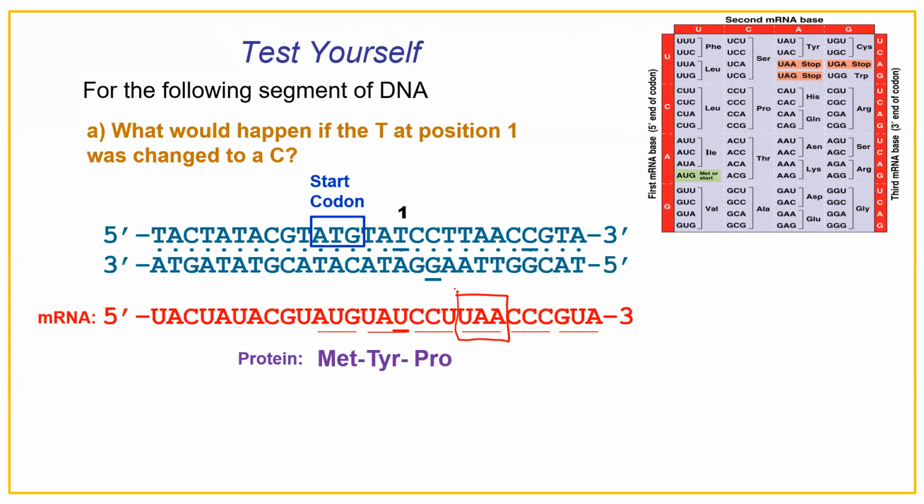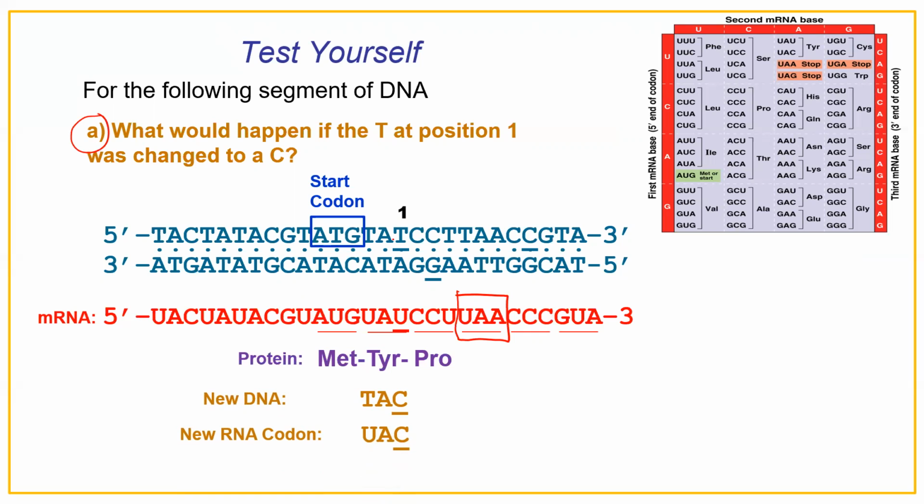So that brings us to the first question I have here in this PowerPoint. It says, what would happen if the T was changed to a C? Let's take a look at that. You can see I have a little 1 there labeling what it is. I'm going to make my new codon. I'm not going to worry about the other codons. So my TAT becomes a TAC. That means my new RNA is a UAC.